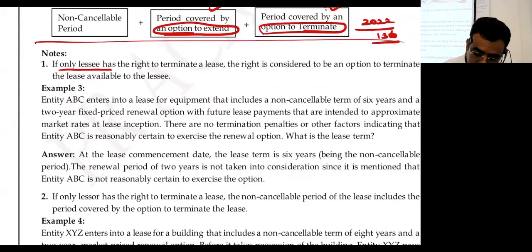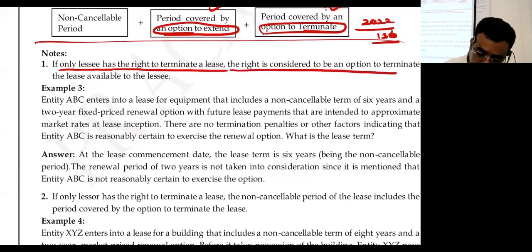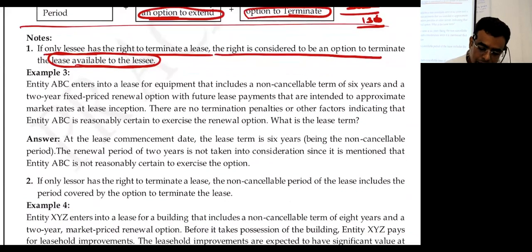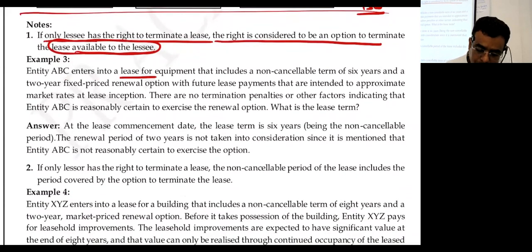Only the lessee has the right to terminate the lease. The right is considered to be an option to terminate, and it is available to the lessee. If only the lessee has the right to terminate, usually the lessee only will have a right to terminate. Yes sir, most of the cases. So it is available to the lessee. Entity ABC enters into a lease for equipment that includes, I think we have discussed already.